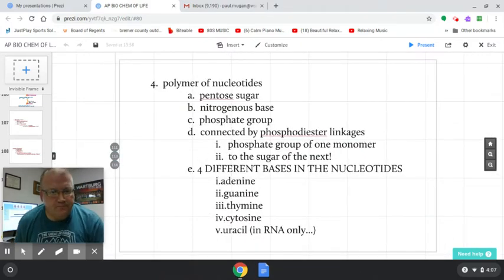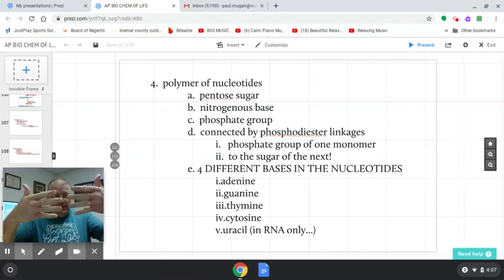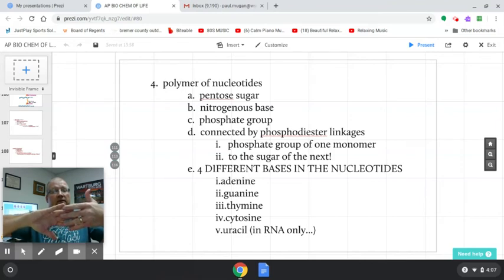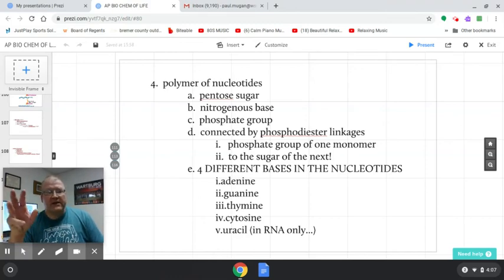Now, that connection is also anti-parallel. So DNA doesn't mesh up like this. It actually meshes up like this. So one side's going to be 5' to 3'. The other side's going to be 3' to 5'. They're anti-parallel. Okay. So we have 4 different bases, with uracil replacing thymine in the RNA.